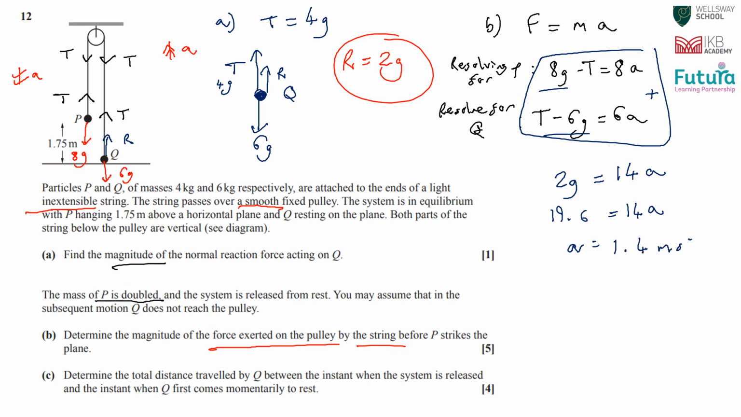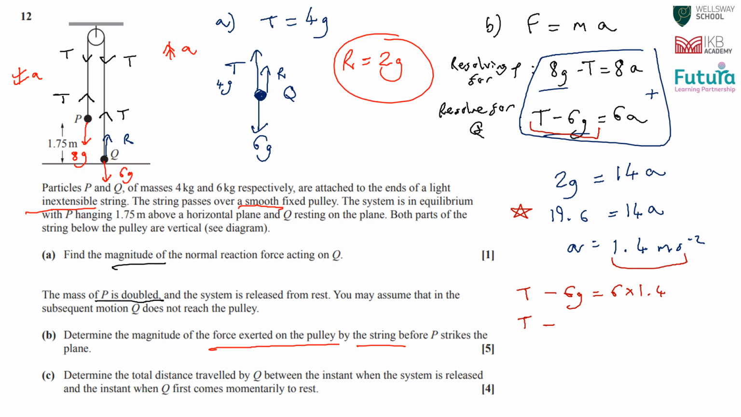Just before I continue, I will just point out that several people were not substituting in 9.8 as your value for gravity. Really important that you do that. G in A-level maths needs to be taken as 9.8 unless it says otherwise. Now we've got that the acceleration is 1.4, we should have enough information to find the tension. So if we substitute our value of A back into one of our equations of motion up here, we can get T minus 6G equals 6 lots of 1.4. Remember that this just means T minus 6 times 9.8.